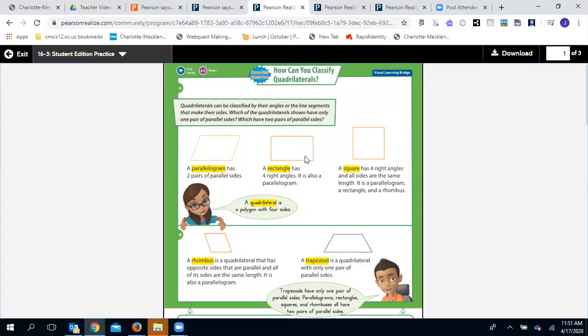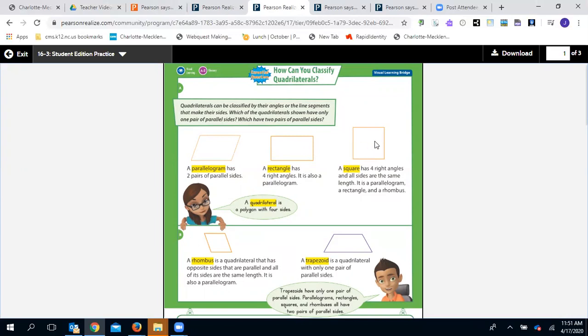1, 2, 3, 4. And a rectangle also is a parallelogram because it has 2 pairs of parallel sides. These two, that's one. These two on the sides, that's another pair. So that's a parallelogram. So a square is also a parallelogram because it has 2 pairs of parallel sides, the top and bottom, and the left and the right side. Those are parallel as well.